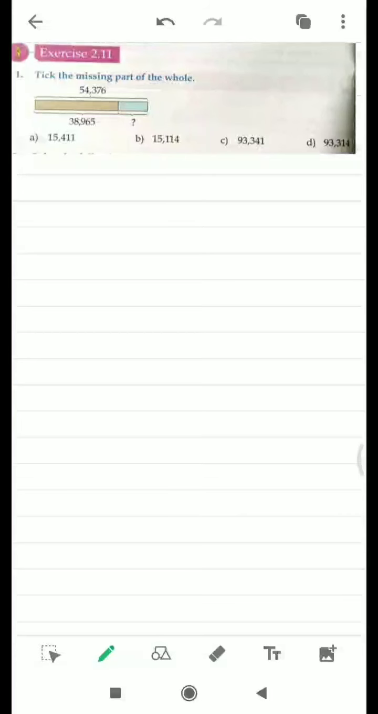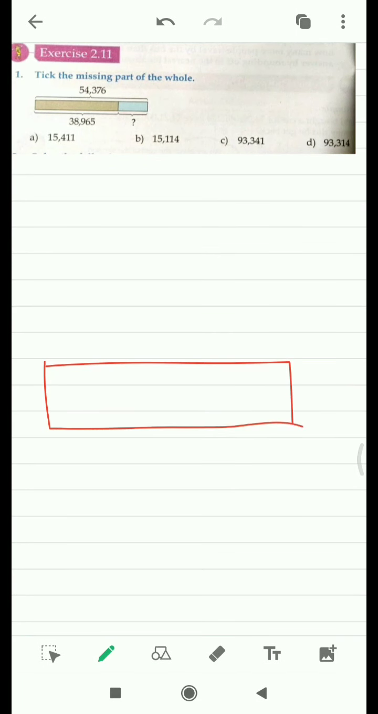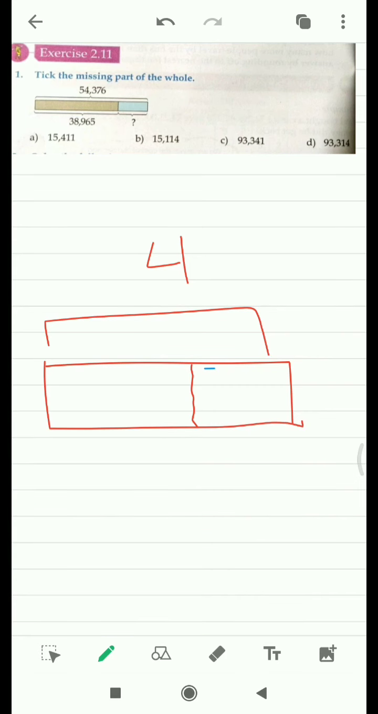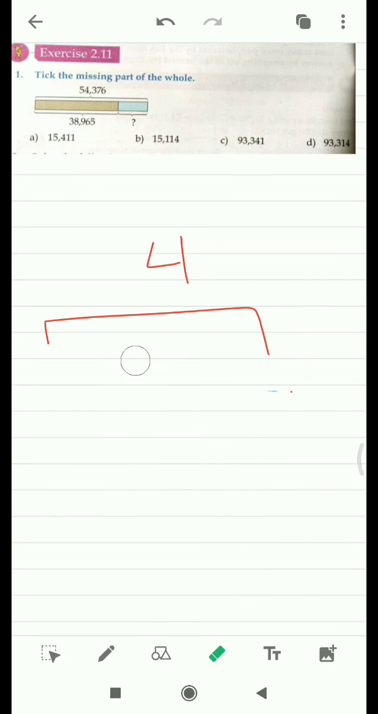Out of your notebook, there are so many other places where you have to use this subtraction. So let's get started with the first question from this exercise. Let's just read it first. Take the missing part of the whole. Now, that is something like this, right? If I say this whole part is 4, and I just say that this part is 1, though it's not 1. Let me draw it again.